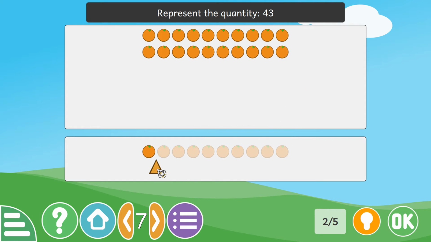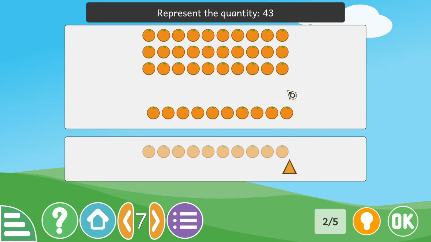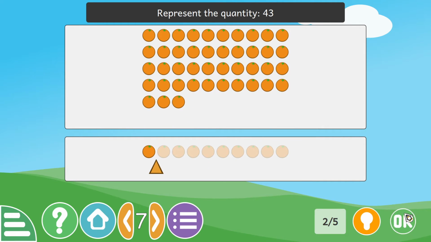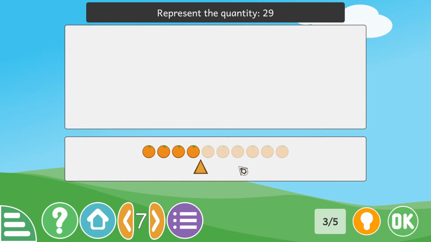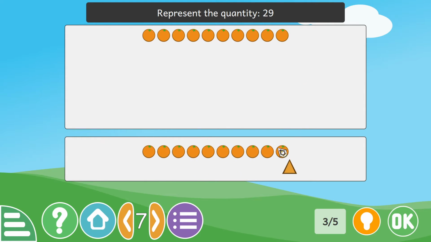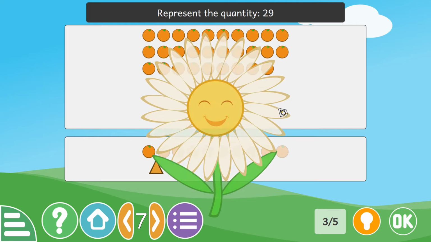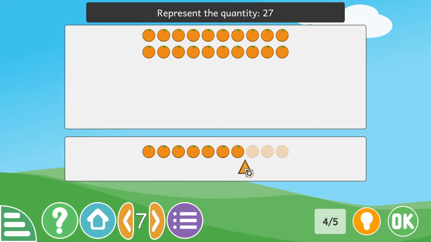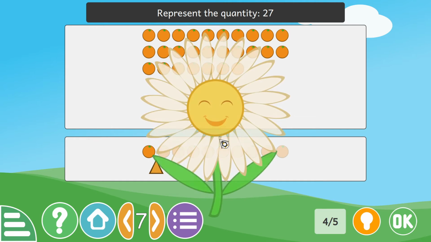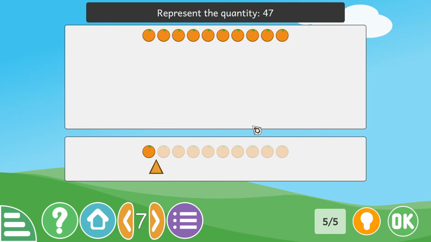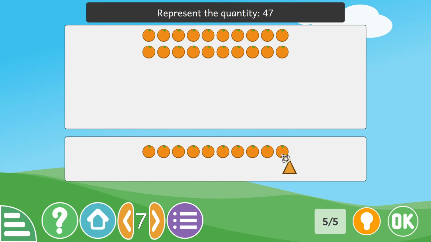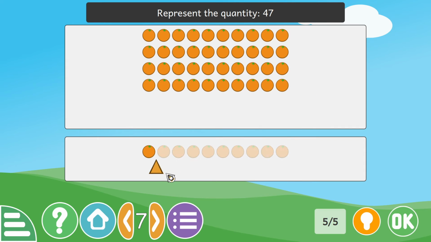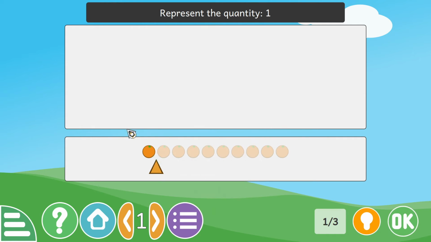So 10, 20, 30, 40, 43, 29. So put 20 out there and then put a 9. 27, so we'll put 2 lots of 10 up first, and then 7. And the last one, 47. And we're done.